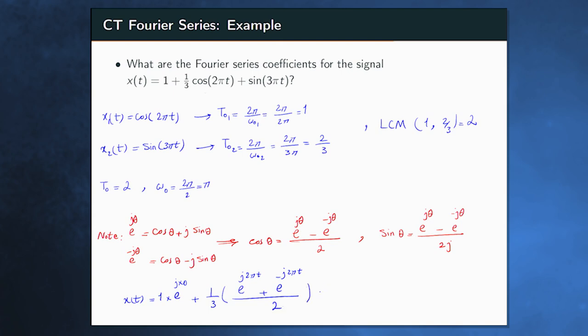plus, instead of sine of 3 pi t, e to the j 3 pi t minus e to the minus j 3 pi t, divided by 2j. All right, so I wrote x of t in terms of complex exponentials. Next step is to write the synthesis equation, compare these components with the components of the synthesis equation, and extract the a_k values. Let's do that.